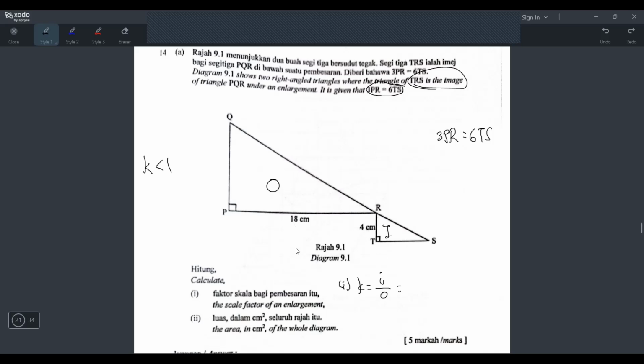But I don't have the TS panjang. But how to find TS panjang? Use this formula lah. Can you see 3 times PR equals to 6 times TS? And TS you nak cari kan? Tapi PR sudah bagi mah 18, so masuk je 18. So how to find TS? 3 times 18 and then darab 6 pindah jadi bahagi 6. So you can get your TS. So if you press this, what you get? You will get 9. Right? You will get 9 cm. So since TS is 9 cm, now you can find your scale factor. You will take 9 divide 18 ataupun 18 divide 9.